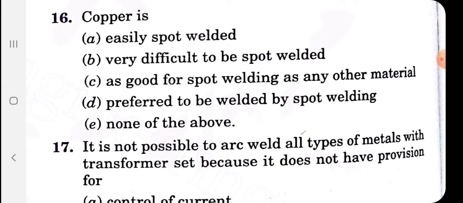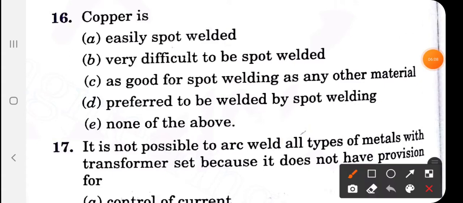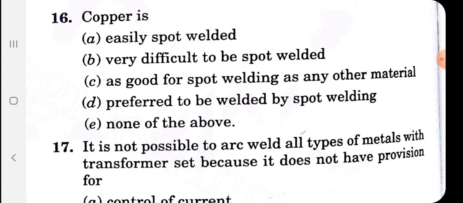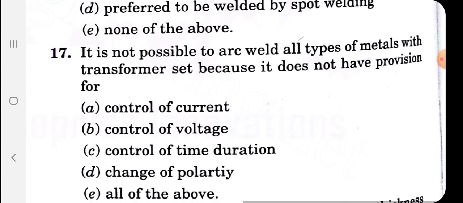Copper is easily spot welded, or very difficult to be spot welded. That is the 16th is B, because it has a higher thermal conductivity. So because of this higher thermal conductivity, what will happen? It will not allow the metal to heat at that proper point.